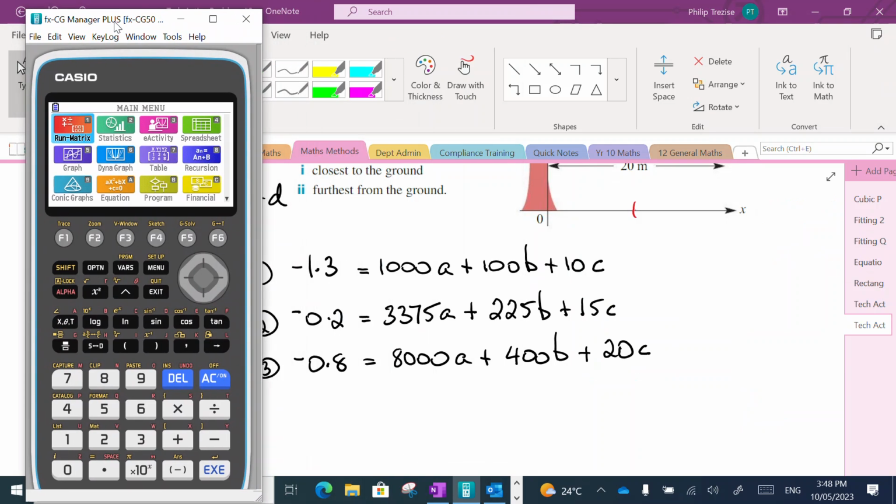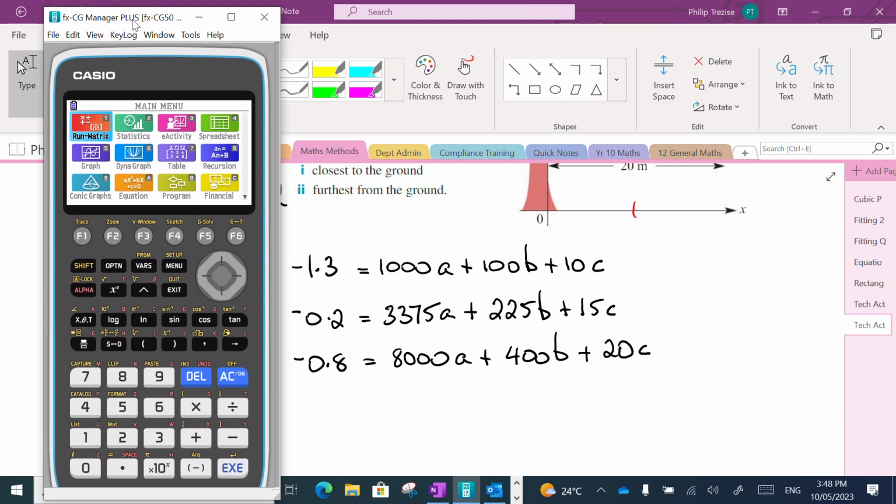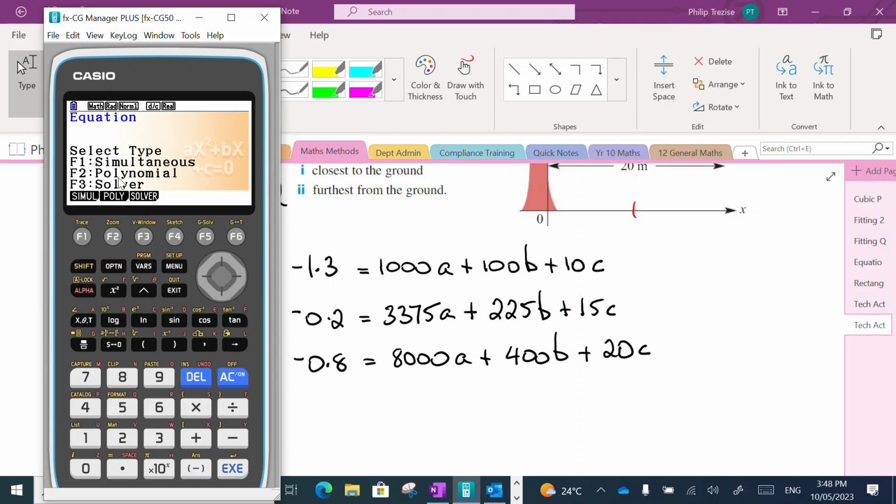So I'll use my calculator to do these. Now the way we do this is we use this equation app here. So let's go down to the equation app, and we have a choice here of F1 simultaneous equations. I have three unknowns. The letters A, B, and C are the unknowns.